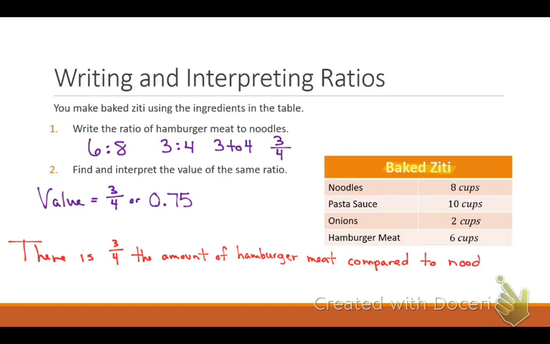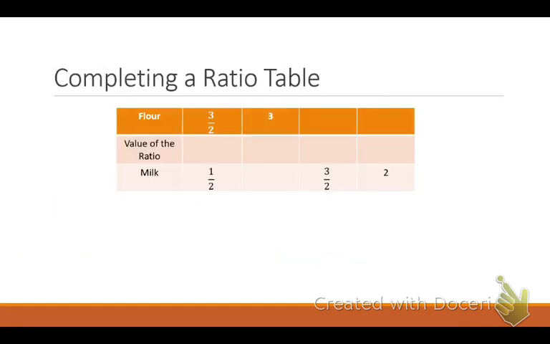Joel? Could you say 3/4 of a hamburger for every noodle? Well, you got to remember though, it's cups. So if you just said for every noodle, it kind of sounds like it's 1 noodle, so you would just say every cup of noodles. All right, so that's writing and interpreting.